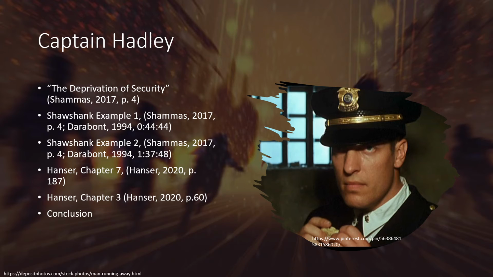So then the Hanser 2020 text, chapter 3, best relates to the second Shawshank example that I showed before, where Hadley kills Tommy. Again, it's Hanser 2020, page 60, which describes the delicate balance between maintaining inmate rights and providing security. Hadley essentially disregarded Tommy's rights, and he essentially killed him without any cause to do so. Tommy was not threatening to escape, nor was he threatening the warden in any way.